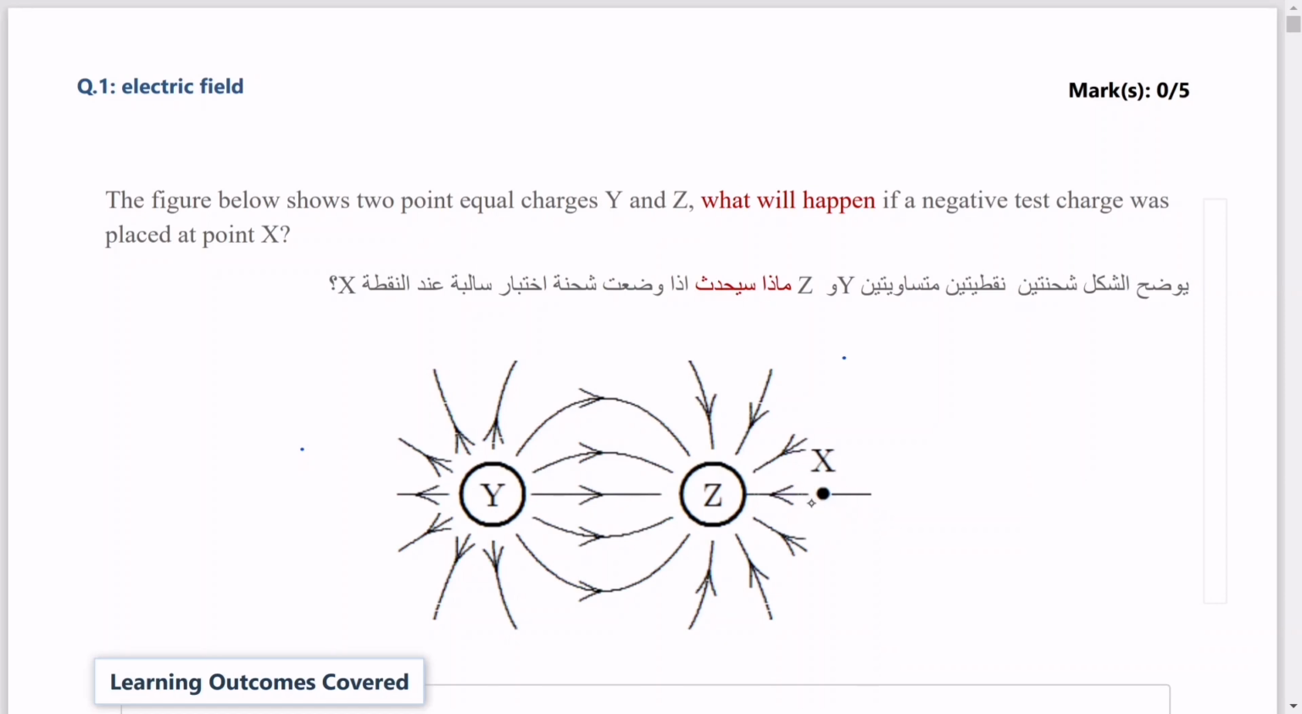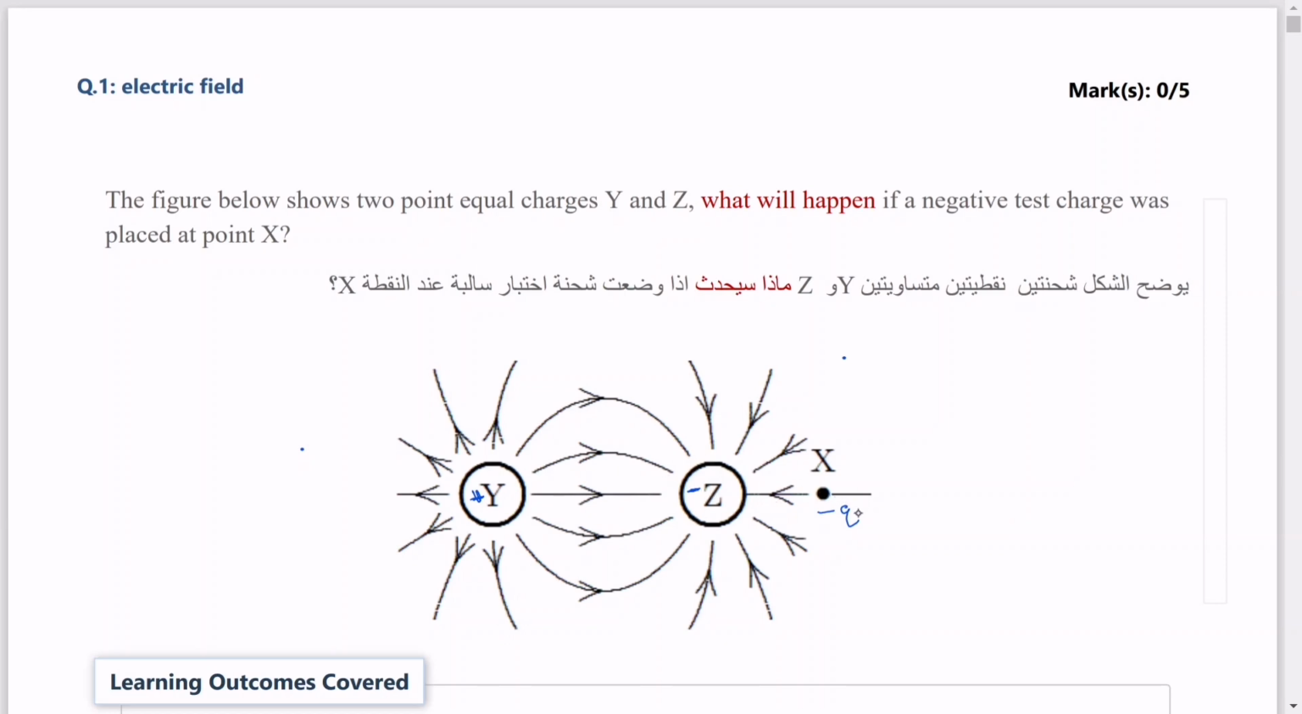So if you keep a negative test charge at this point, what will happen to that charge? Here you can see the field lines are directed inward, so this charge will be a negative charge. And here you can see the field lines are directed outward, so this is a positive charge. This Y and Z are equal positive and negative charges, meaning the magnitude of the charge is the same. Y is positive and Z is negative.